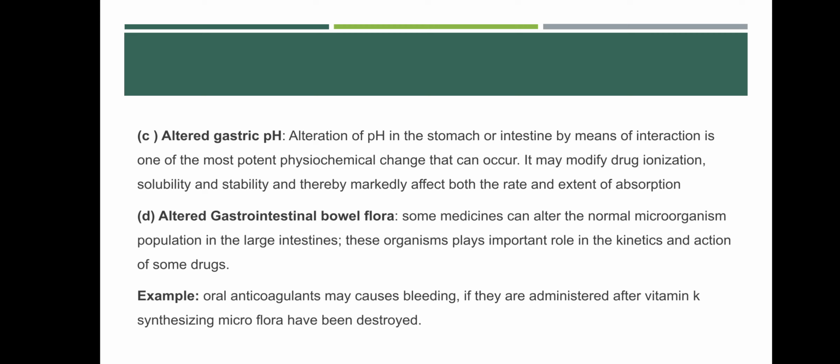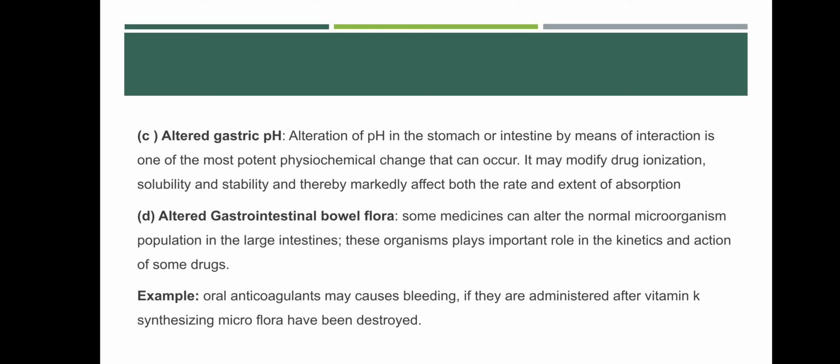Next is the altered gastric pH. In this, the pH of the stomach and the intestine will get altered due to the interaction of one of the potent physiochemical changes.